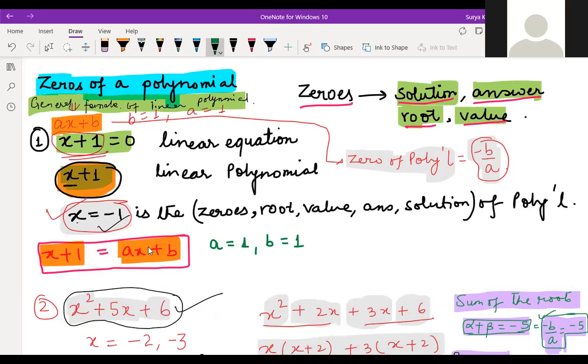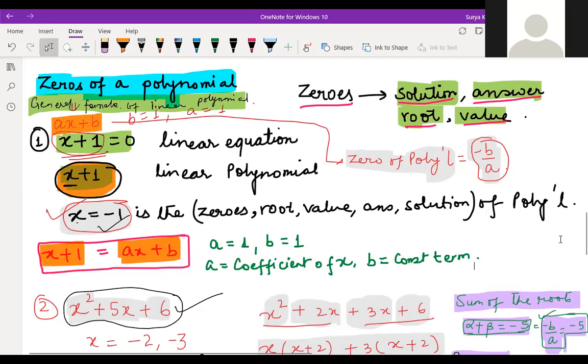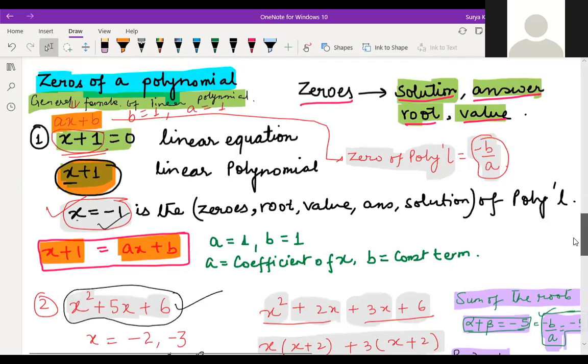Because what is a? A is the coefficient of x, and b is the constant term. B is what? Constant term. So a is equal to 1 and b is equal to 1, right?